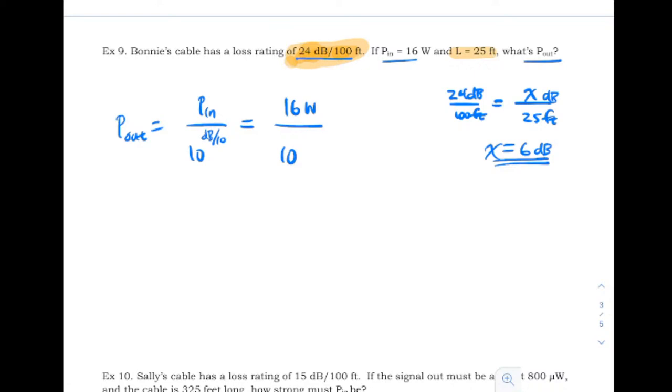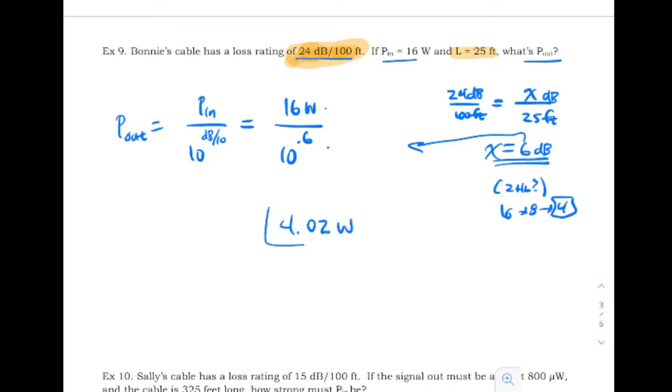Which, by the way, tells me instantly, you mean 2 half-lives? Oh, well then the 16 is going to go to an 8, which is going to go to a 4. I'm done. Except we're going to use the 6 decibels in our formula. So decibels over 10 would be 0.6, and let's see what we get when we go 16 divided by 10 to the 0.6 power. My calculator says 4.02 watts. Okay, so the formula is really close to reality.